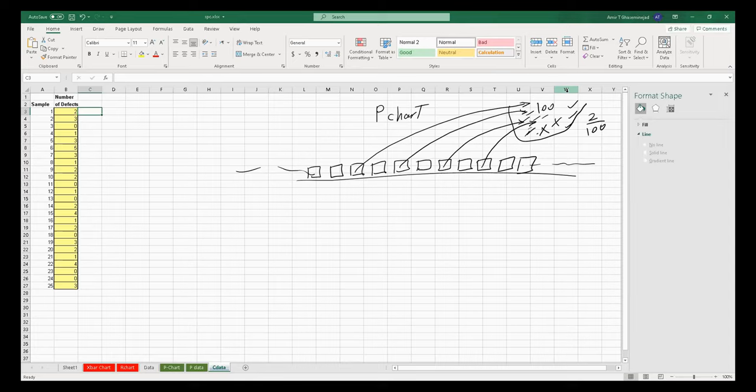The second example is that we are producing aeroplanes. So let me draw a beautiful aeroplane for you.